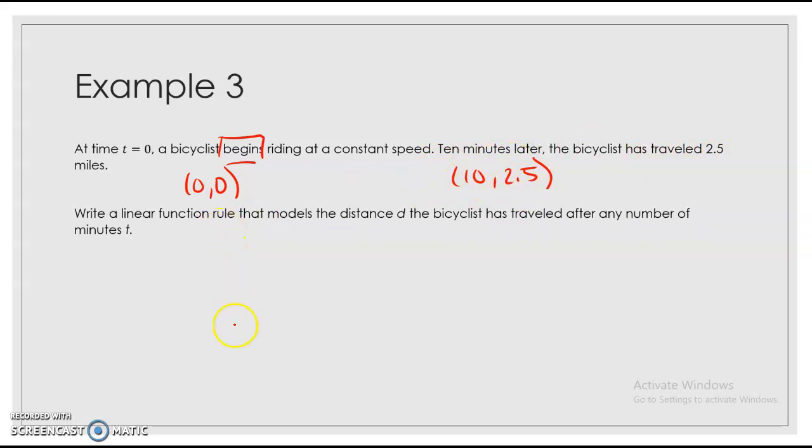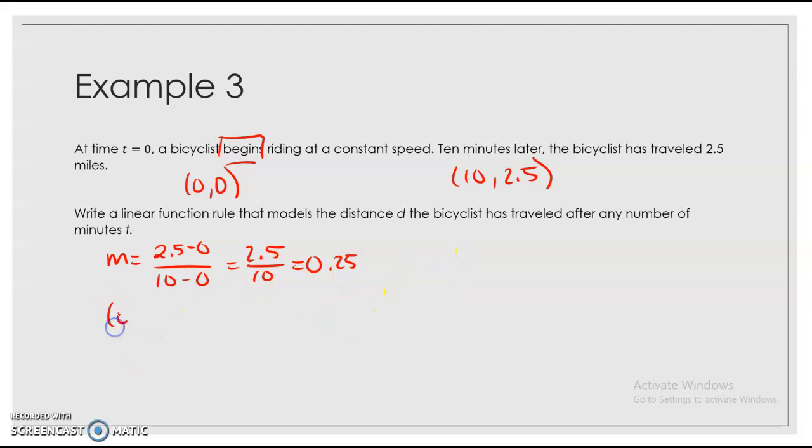Write a linear function rule that models this. So again, we've got to find what m equals. I'm going to do 2.5 minus 0 divided by 10 minus 0. So that's going to be 2.5 divided by 10, which equals 0.25. And when we're getting to these real world situations, decimal slopes are okay because we're not graphing this.